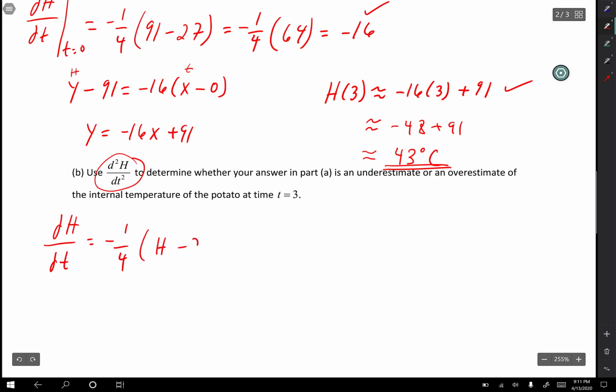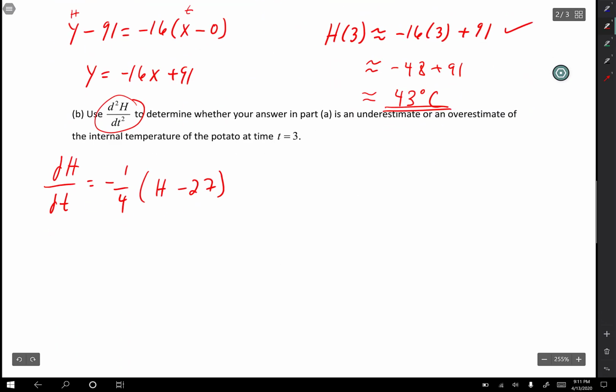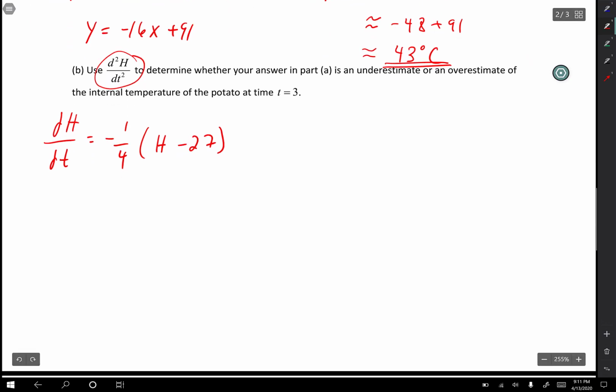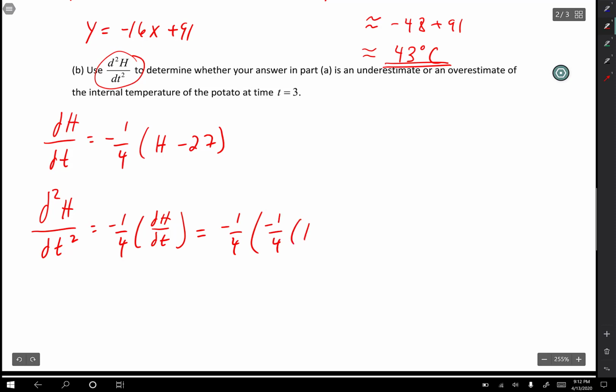Okay, they're being kind of nice to us. This is a linear deal. If you want to distribute the 1/4, you can, but I'm going to leave it alone. So here we go. The second derivative is, leave this negative 1/4 alone, and the derivative of h minus 27 is just dh dt. And don't leave it like that, guys. Rewrite it. So negative 1/4 times another negative 1/4 times (h minus 27). So we have 1/16 times (h minus 27).